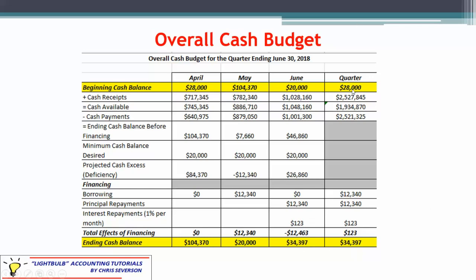Notice that for the quarter beginning, we have to go to the beginning of the quarter, which was April. So this is not a total. These quarterly balance numbers are not totals. They're beginning or ending. So $34,397 for that one. That takes us to the end of the cash budget.